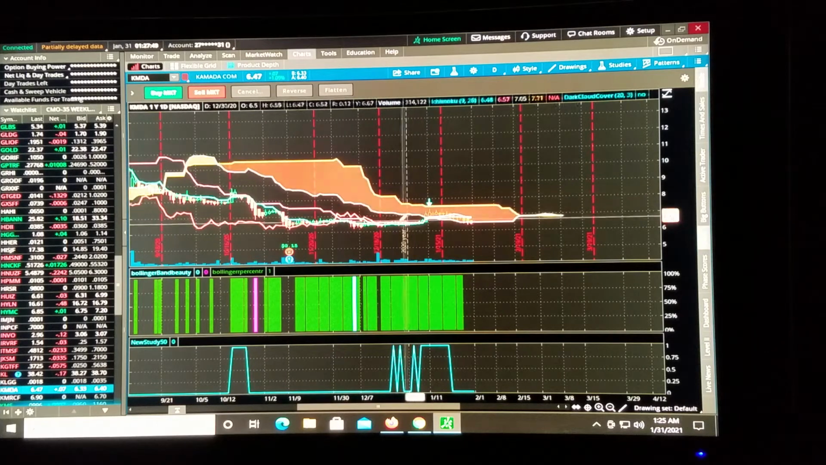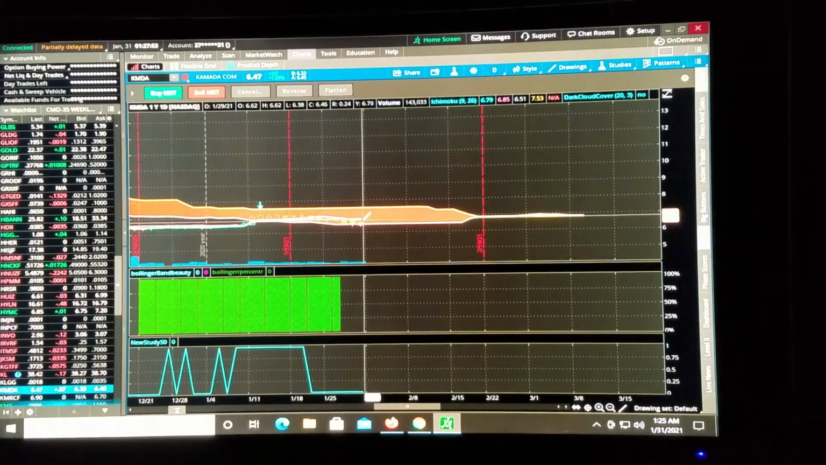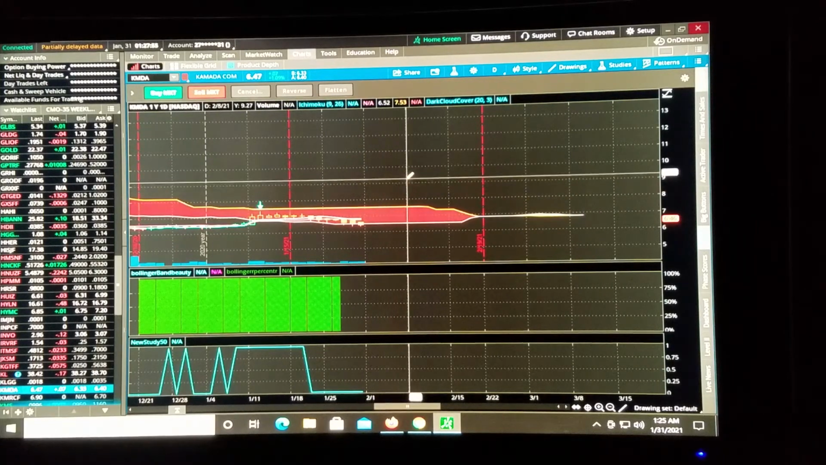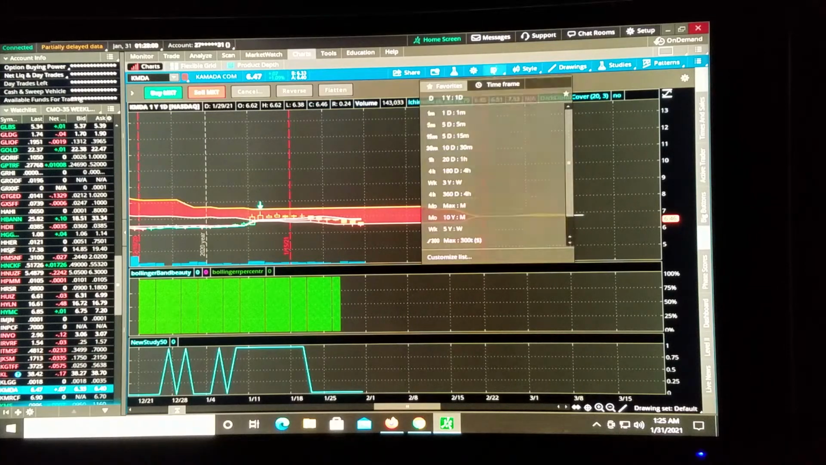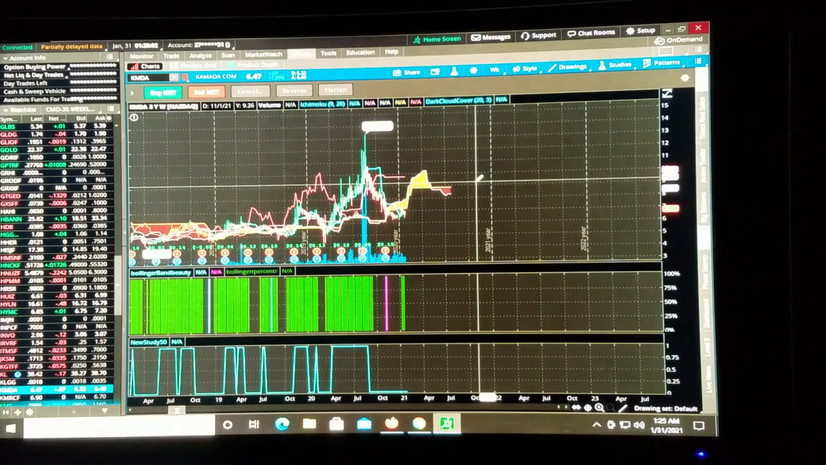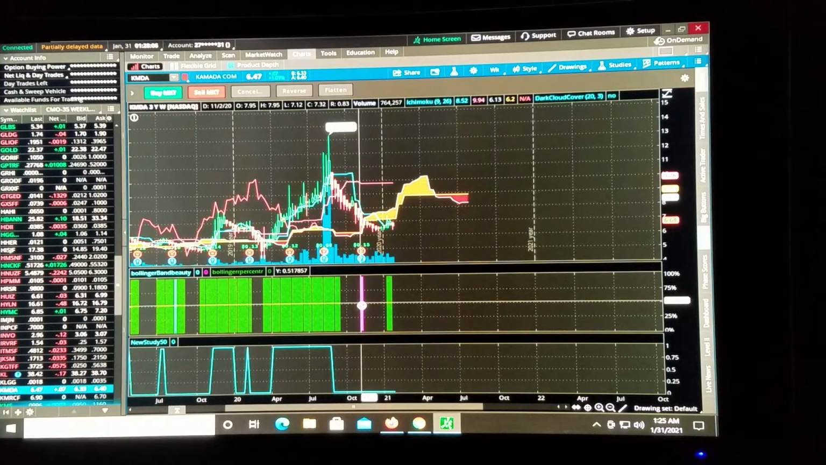So let's wait and see if we can get our price to come back up through our cloud here. If it hits our bottom here and bounces and comes back up, then yeah, that's a good thing. So let's check this out on, say, the weekly. And look at that. We just got a beautiful purple buy bar in the weekly for Kamada.